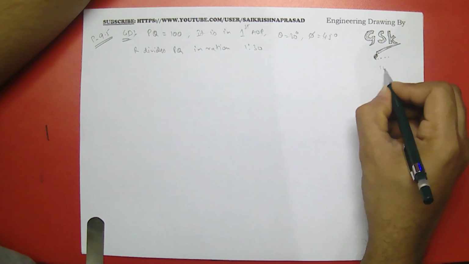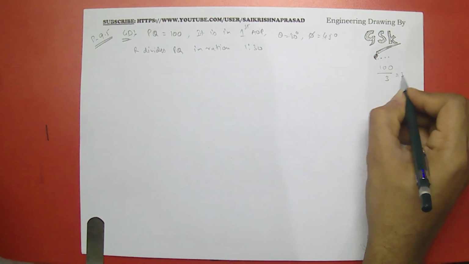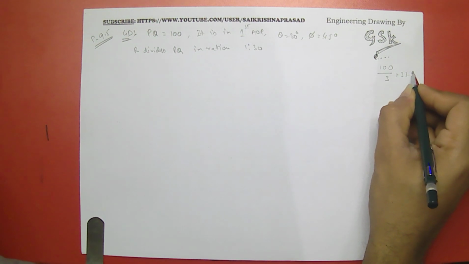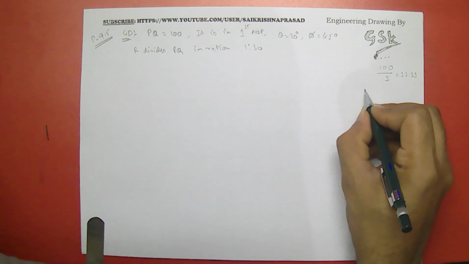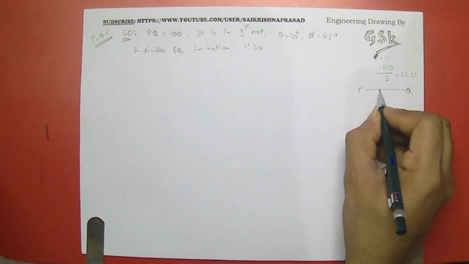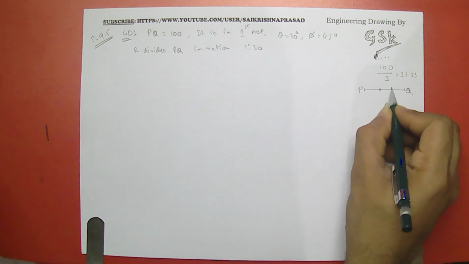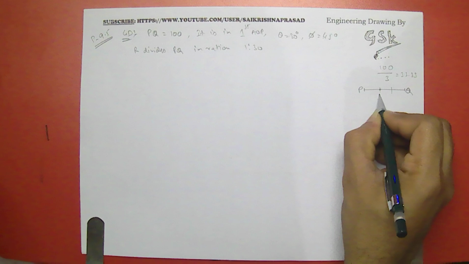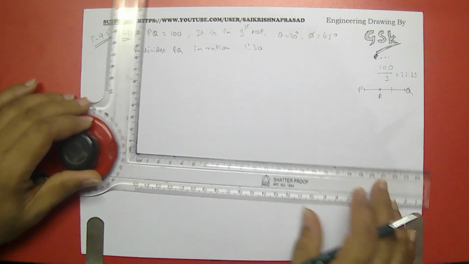Means if you are taking 100 mm, I'll be dividing that into 3 parts, so I'll be getting some 33.333, right? So if your line PQ is like this, so R is located at this position. So 3 parts, 1, 2, 3. So R is over here, right? So let's start the problem.